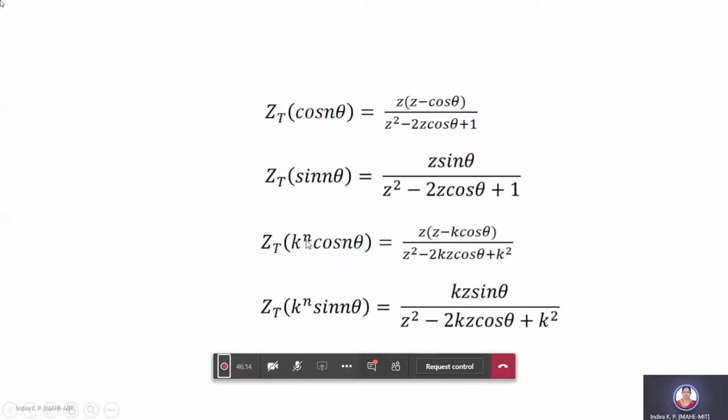So now if I use the scaling property, if I multiply cos n theta by k to the power n, I can simply replace z by z by k. Here also z by k, here also z by k. When I simplify, what I get is a k here, and there is a k squared here and a k here. So that is what I get here. Similarly, in this, if I multiply sin n theta by k power n, replace z by z by k, what I get is this.